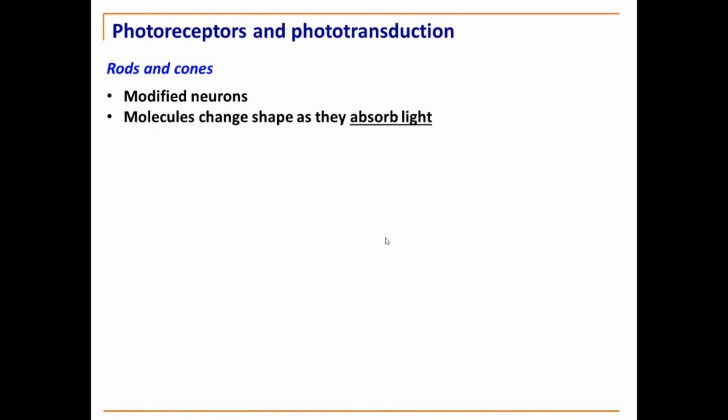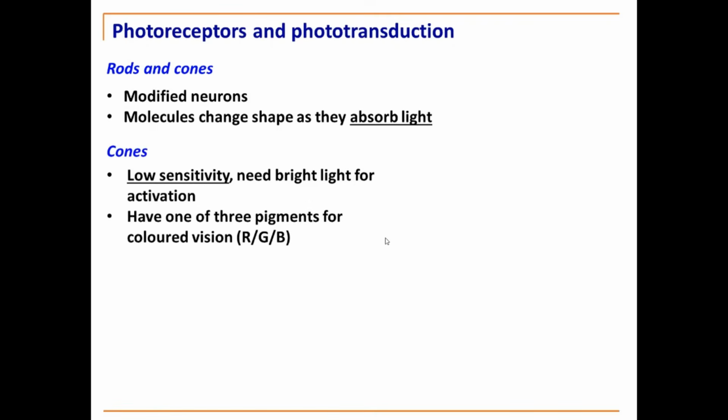So what about these photoreceptors and phototransduction? Well, I've already said that the rods and cones are basically modified neurons. And the molecule changes shape as they absorb the light at the appropriate frequency that's coming in. The cones have very low sensitivity, so they need bright light for activation. And they have one of three pigments for colored vision, so your reds, your greens, and your blues.